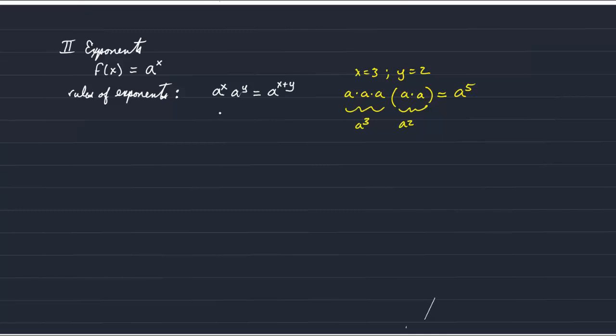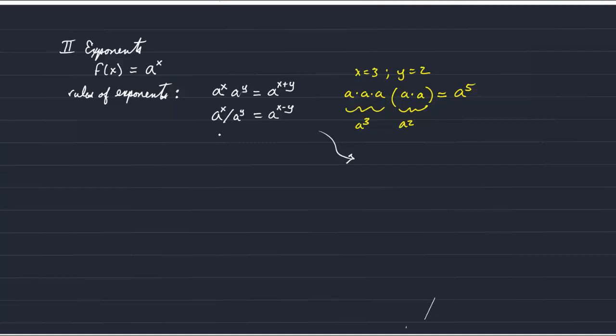So a related rule is when we have a to the x divided by a to the y, and that is equal to a to the x minus y. And you can imagine if we take the same example, if we have a cubed divided by a squared, then the result is a to the first power, right? A to the 3 minus 2 power in that example.